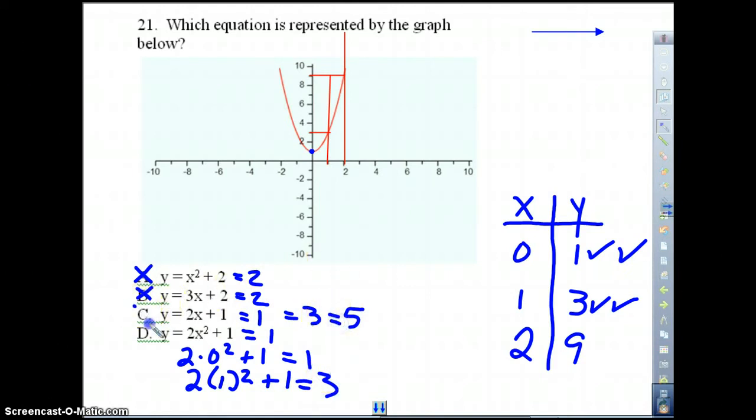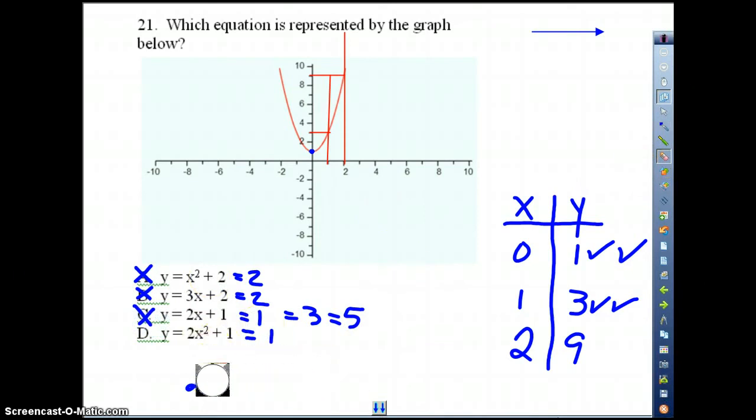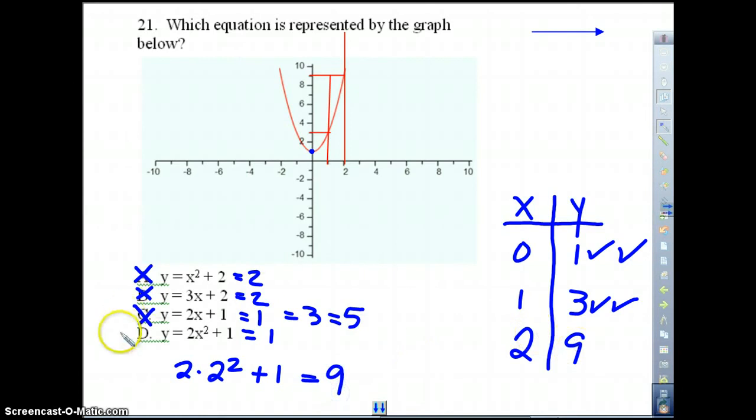I'm thinking it's not C. Let's test it out in D. Let's put in a 2 for x. 2 times 2 squared plus 1. You're going to do your exponent first. 2 times 2 is 4. 4 times 2 is 8. 8 plus 1 equals, oh my gosh, look at how many times we had to test this out before we found the right answer. Woo! Okay.